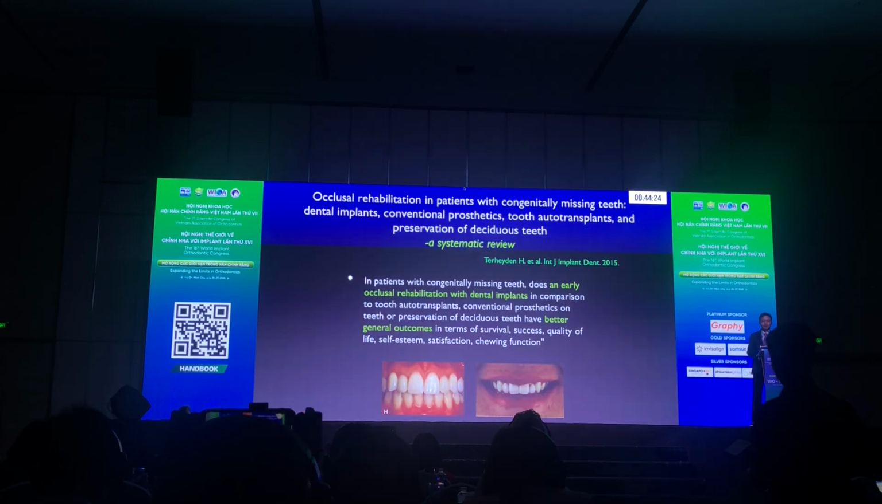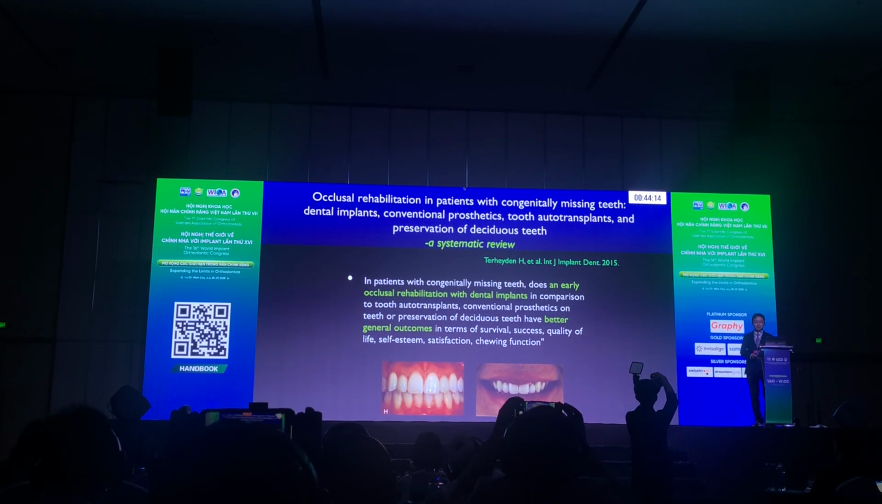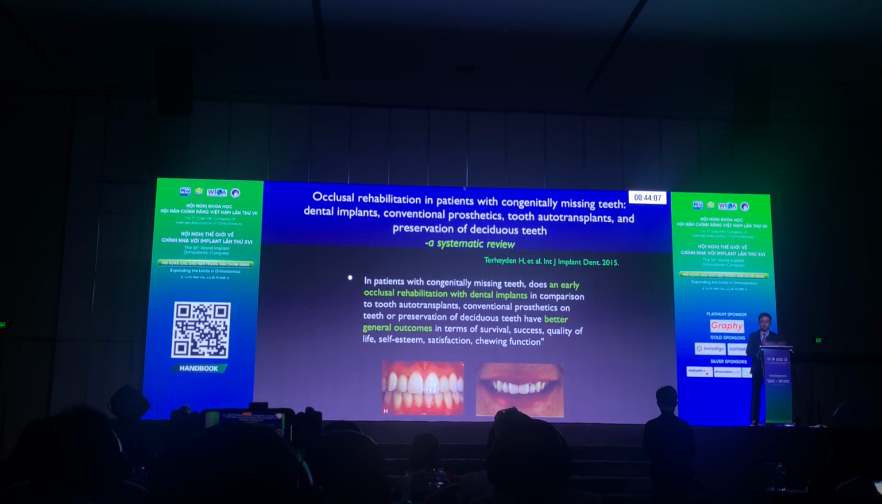So, how about the outcomes from dental implants? It is an old study from the prosthodontic journal, which compared many kinds of oral rehabilitations: dental implants, conventional prosthetics, autotransplantations, and the preservation of the primary molar. They concluded that only rehabilitation by dental implant shows better general outcomes in terms of survival rate, success, quality of life, self-esteem, and chewing function.